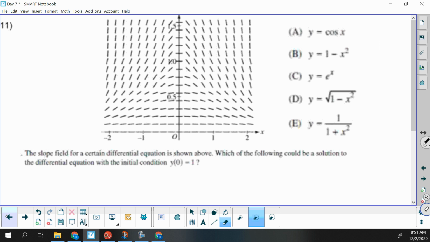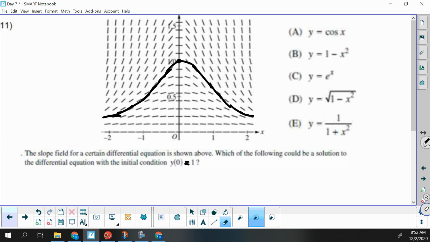And then the last one I wanted to look at was 11. So we've got a slope field for a differential equation, and we want to know which of these could be the solution when our initial condition is y of 0 is equal to 1. So that means we have the point 0, comma 1, which is right here. And if we sketch in with our slopes what it would look like, it would look something like that. So that should be our solution. So let's go through and see which of these would make sense.